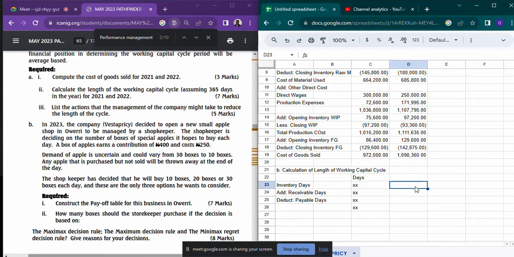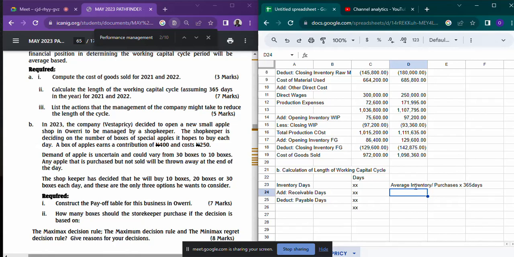And inventory days is average inventory, are you with me? Divided by purchases, because it is purchases that will give rise to you having inventory, right? Times 365 days, because there are 365 days in a year. Do you understand?